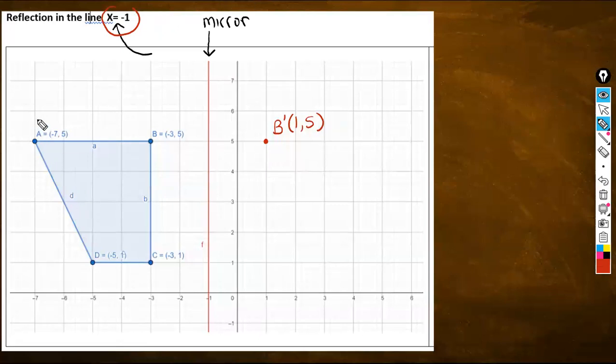Right, so someone asks, let me write a little bit bigger here. This is -7, 5. D is -1, -5, and C is -3, 1. So I'll write it a little bit bigger for those who are having problems seeing.